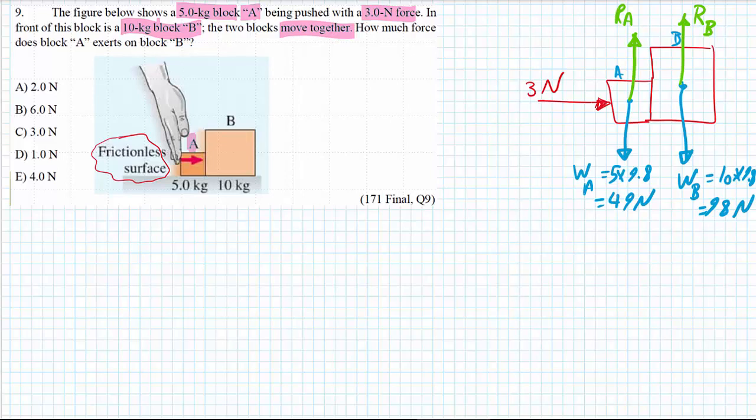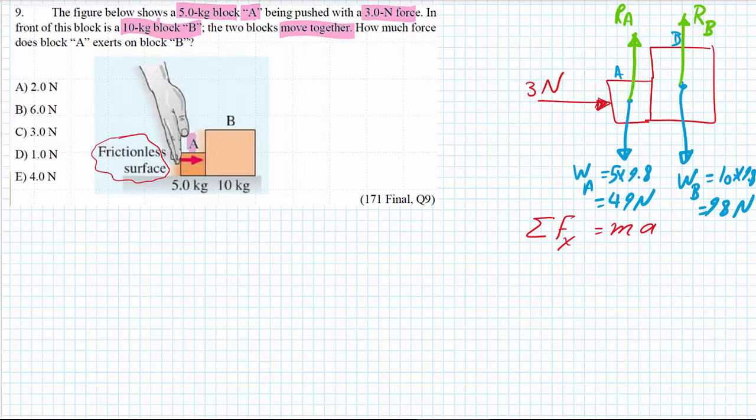So we need to find first the acceleration of the object. Using Newton's second law, the sum of the forces in the x direction equals mass times acceleration. What about the forces in the y direction? It's obvious here that the forces in the y direction are balanced.